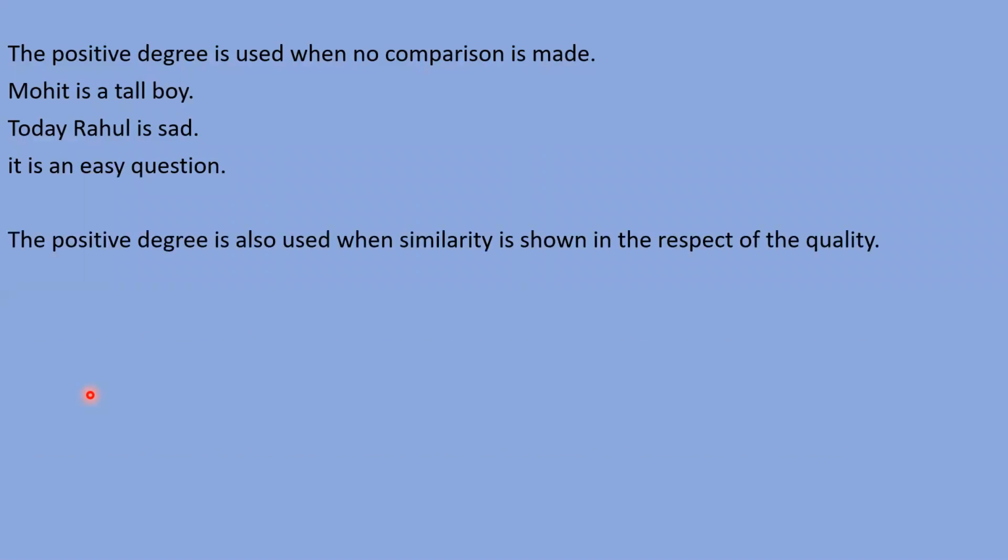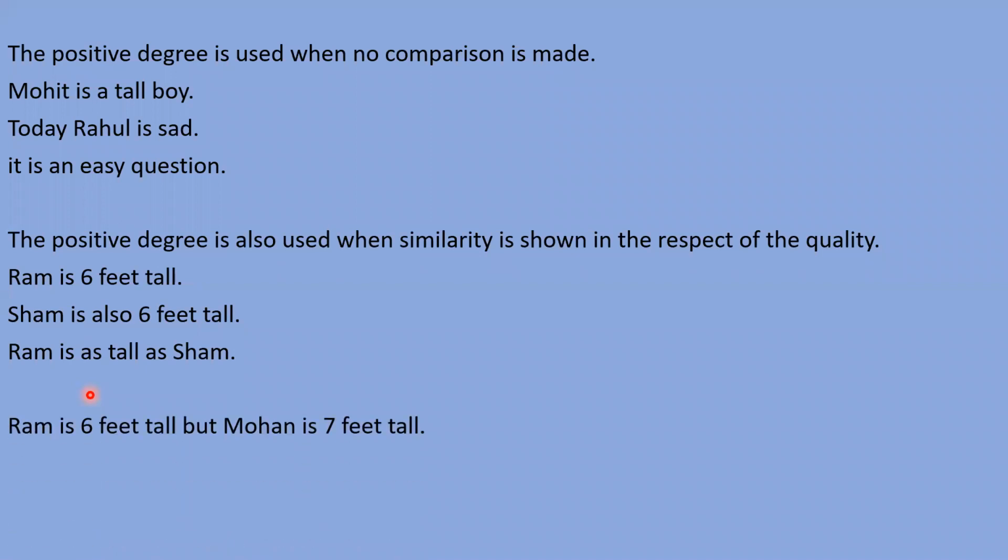So positive degree is also used when similarity is shown in respect of quality. Whenever we show similarity in respect of quality, we should use positive degree in this formation. Like suppose Ram is 6 feet tall and Sham is also 6 feet tall. If you want to show the similarity, we can say this sentence in this way: Ram is as tall as Sham. Ram उतना ही लंबा है जितना कि Sham. So as plus positive degree plus as, we can use this formation to show the similarity.